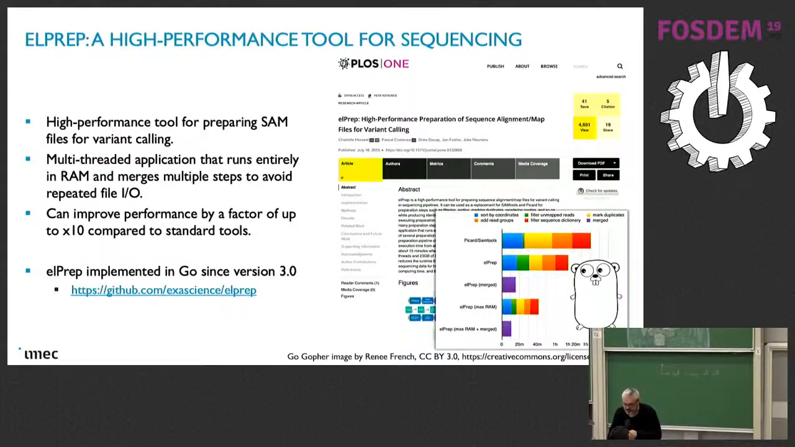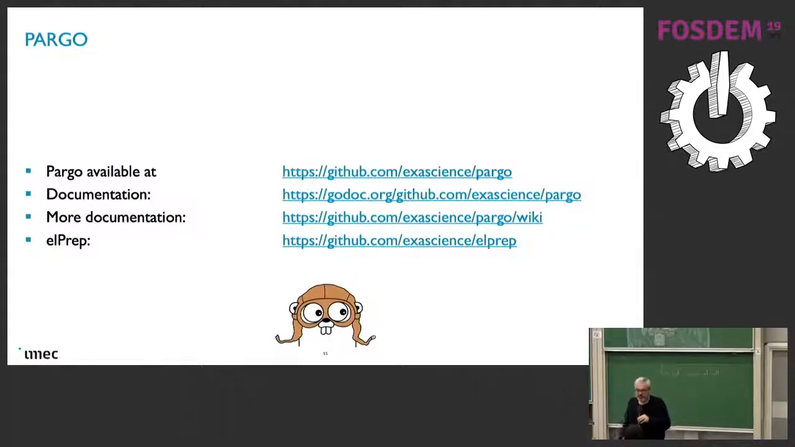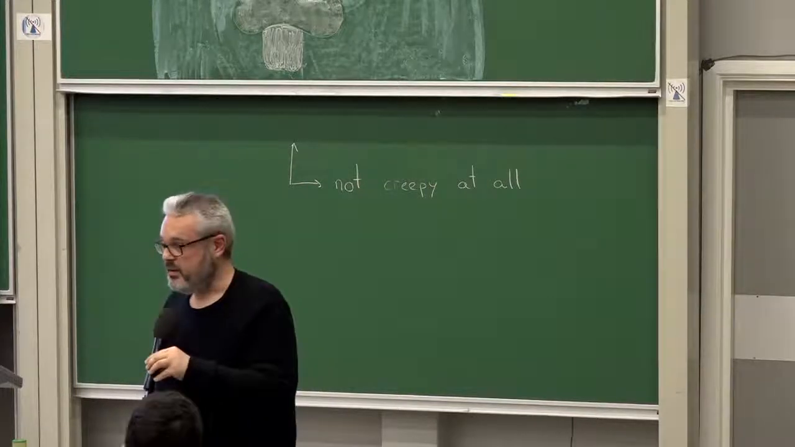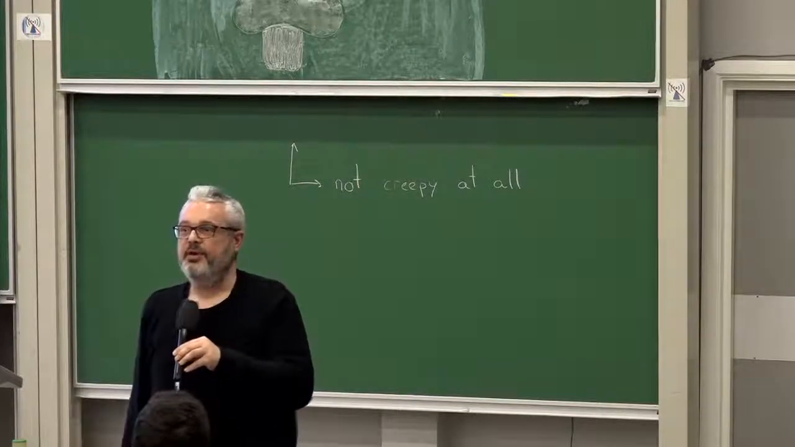So we're eating our own dog food, and we're making this available so you can also use it in your projects. So Pargo is available at this URL. Documentation is also available, so the standard API documentation and the wiki, which describes the concepts in a bit more detail, which can't easily be described in API documentation. There's also a link for ELPREP, and that's the end of my talk. Thank you very much.